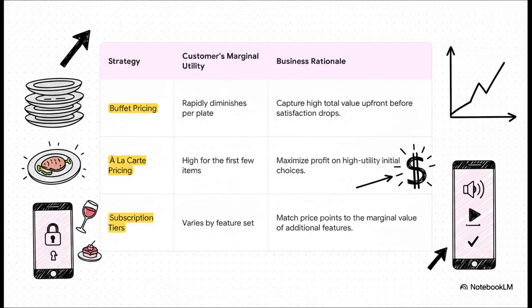A la carte pricing is the opposite. They maximize profit on those first few items where your utility is super high. And think about subscription tiers for software or streaming services. They are literally betting that the marginal utility of getting rid of ads or adding more features is high enough to justify that extra monthly fee.